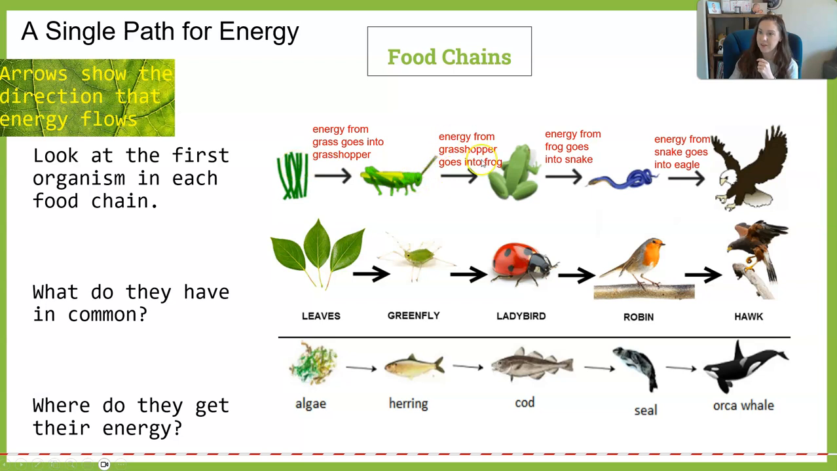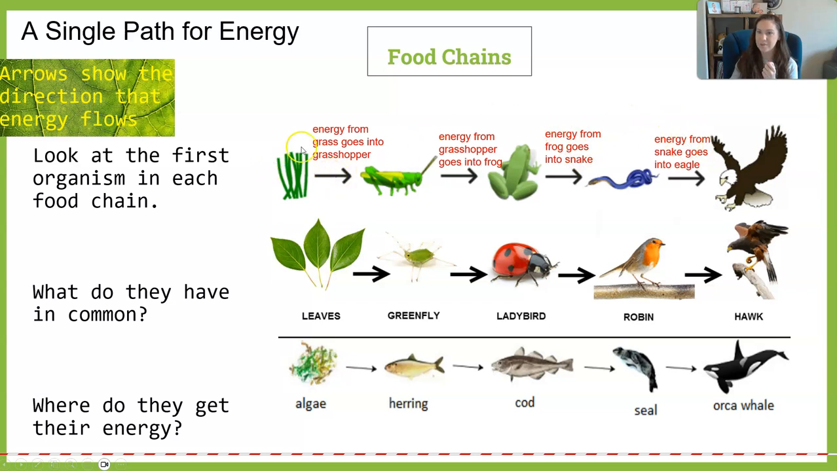From then on, all of these other consumers, the second level, third level, fourth level, they don't necessarily have to eat the producer. They can eat the consumers that come before them. I hope that helped kind of clarify. So if we look at the first organism in the food chain, what is this? Producers. Where do they get their energy? From the sun. What do they have in common? They're all plant life. Okay, so from then on, the consumers can eat and their energy flows this direction.